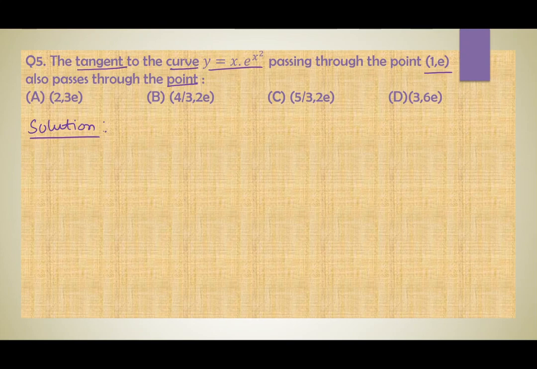Let's just start step by step. Consider the equation of the curve, that is y is equal to x times e to the power x square. Now, I have a doubt. I'm not sure, but I doubt that (1, e) is actually the point of contact. See, they are not saying that (1, e) is the point of contact. Had (1, e) been the point of contact, they would have said that it is tangent at the point (1, e). They have said passing through the point (1, e).